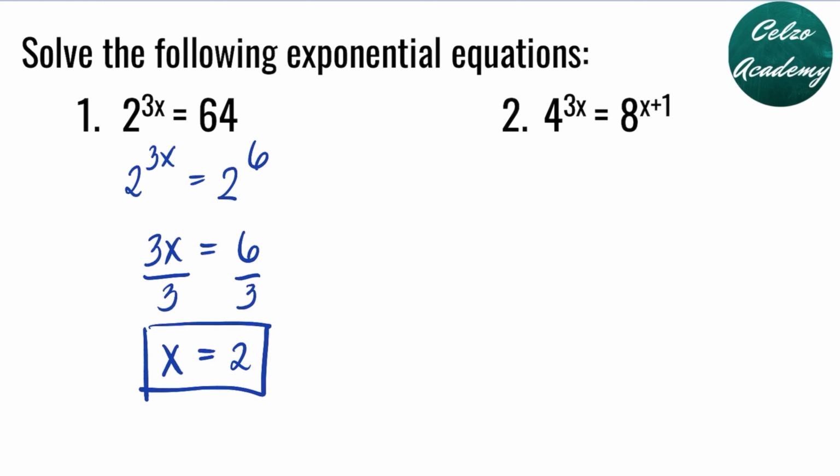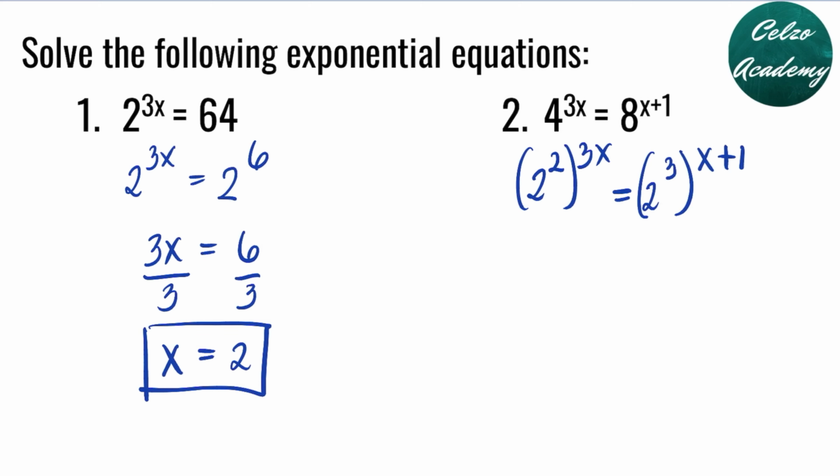Question number 2. 4 to the power of 3x is equal to 8 to the power of x plus 1. So the first thing that we need to do is to make the base of left side and right side equal. What do you think is the base that we're using? We are using base 2. For the left side, 4 is the same thing as 2 to the second power, and we have the 3x outside. For the right side, 8 is the same thing as 2 to the third power, and we have x plus 1 outside.